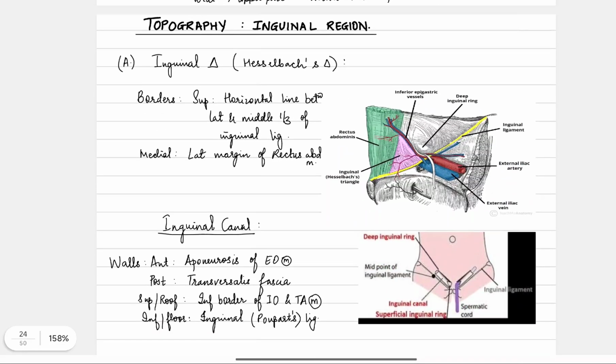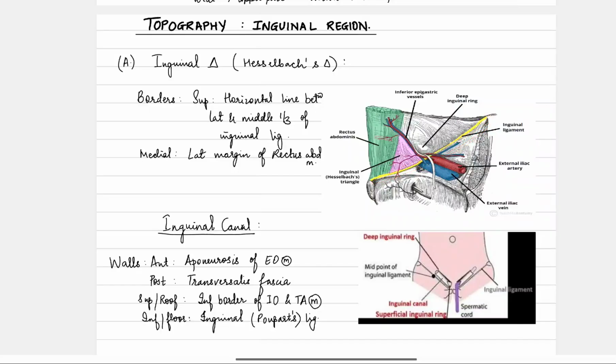Topography of the inguinal region. There is an inguinal triangle which is also called Hasselbalch's triangle. Now what are the borders? Superiorly, it is a horizontal line between the lateral and medial 1/3 of the inguinal ligament. See, this is the inguinal ligament.